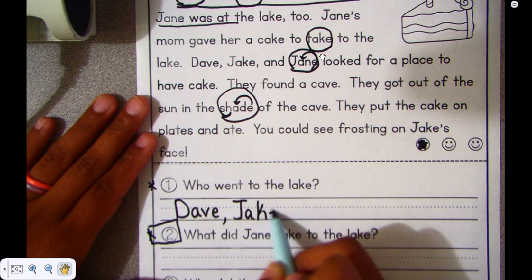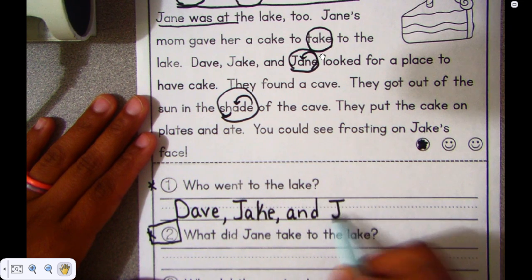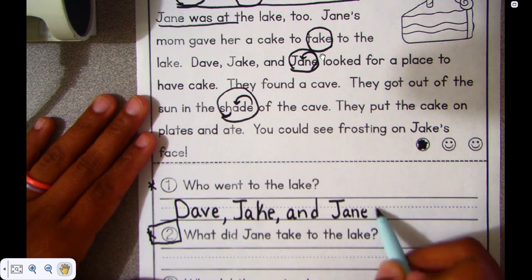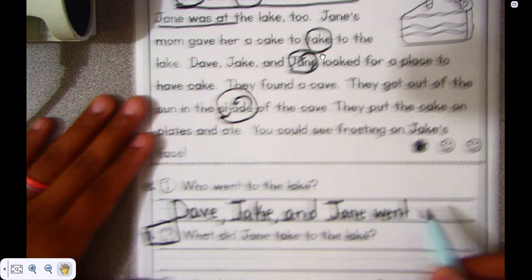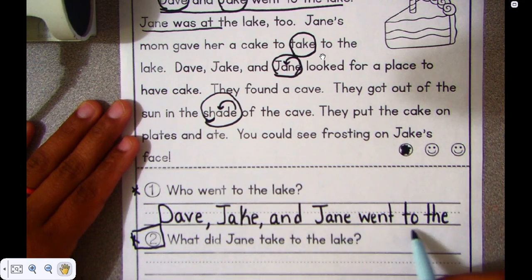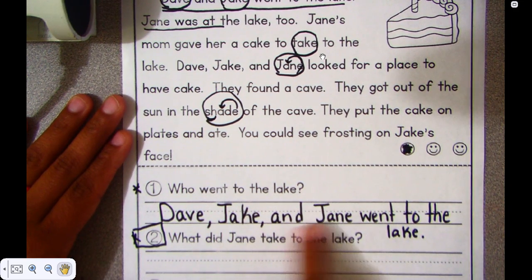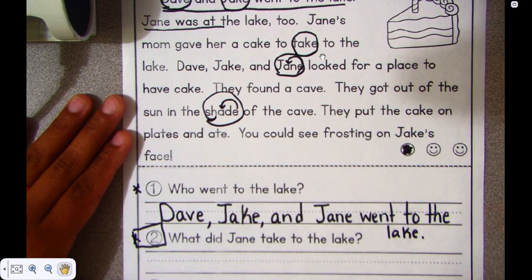Jake and Jane went to the, and I'm going to squeeze it in right down here, lake. I've got my period, and I'll go back and reread and make sure it makes sense. Dave, Jake, and Jane went to the lake.